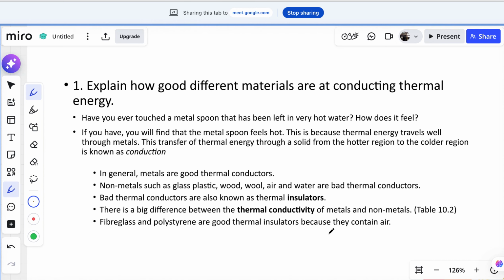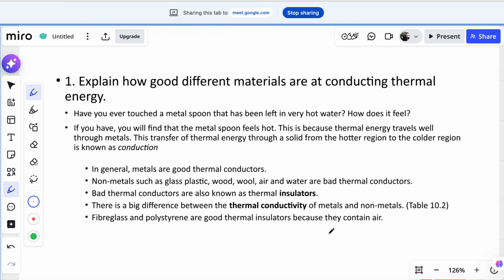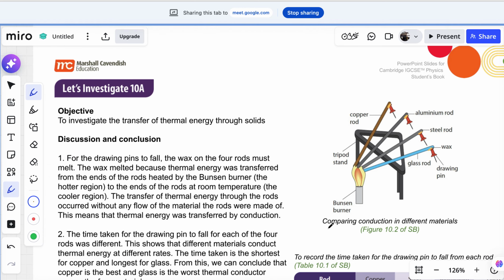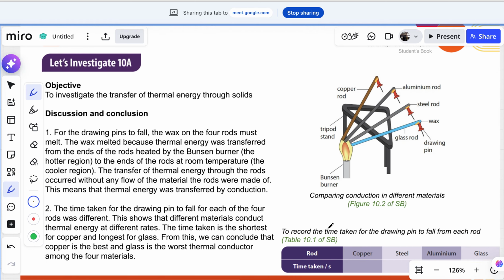Let's move to the next one in terms of conduction. How good are different materials at conducting thermal energy? Here we have to take different materials: copper, aluminum, steel, and probably glass. We heat all of them together. We can carry out an experiment, heat all of them, and see which one conducts fastest.